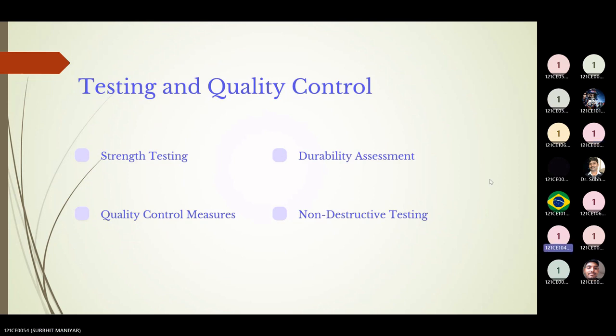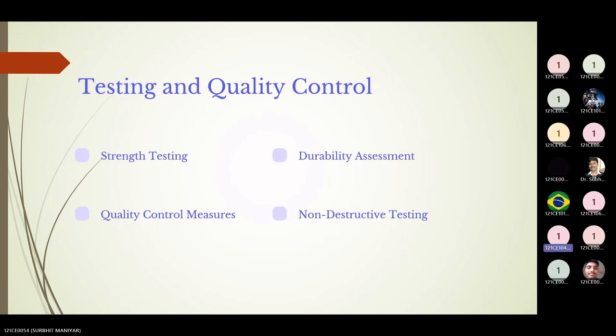Okay. Testing and quality control. In the last slide, we did the curing, after which we test for different parameters like durability aspects and strength aspects. First is strength testing. This involves the compressive strength and tensile strength of lightweight aggregate concrete, to check whether it is meeting the structural requirements or not. We test on those parameters.